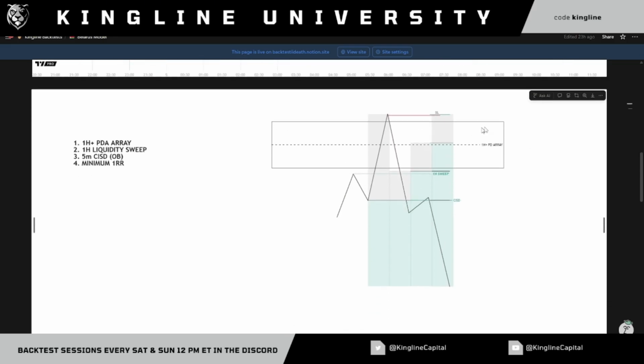So we need one higher time frame PD array, 1 hour or more. Then when we tag that PD array and trade away from it, we want to be sweeping the previous hour. When we have swept that previous hour, we're looking for a 5 minute CISD. And the idea at the minimum needs to be a 1R, but we are backtesting the 2R idea as well.